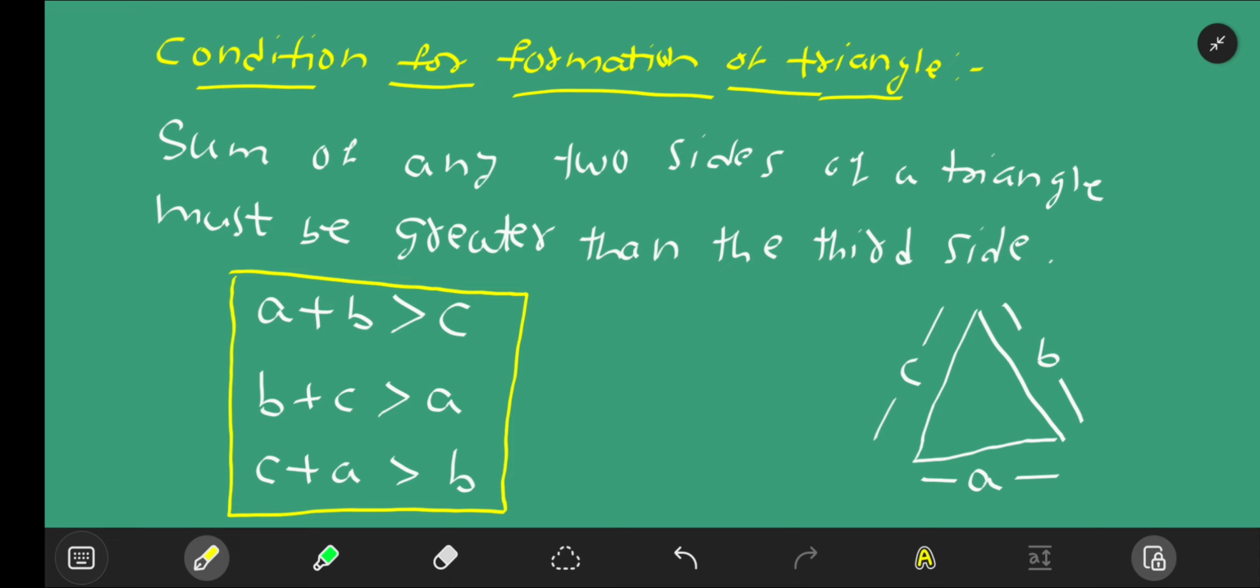You have to remember this. Questions will be asked from this condition also; it was already asked once in the serious exam. This is the condition for formation of a triangle: the sum of any two sides of a triangle must be greater than the third side.